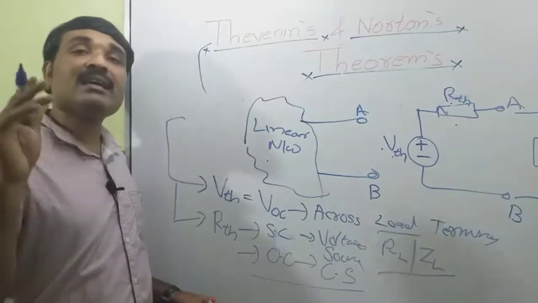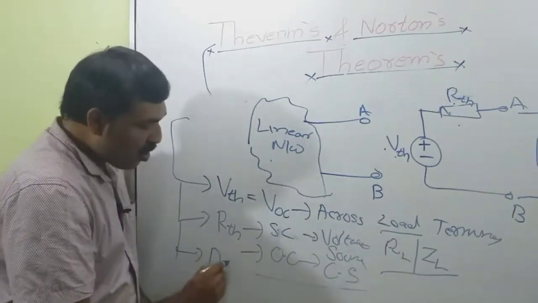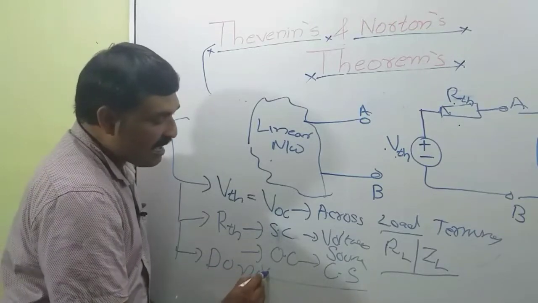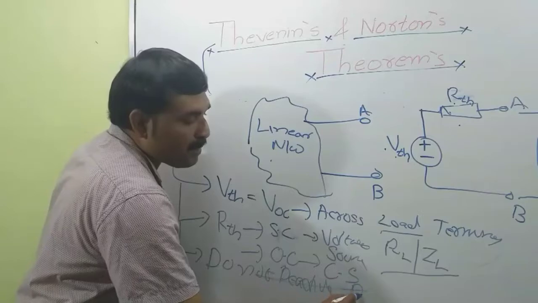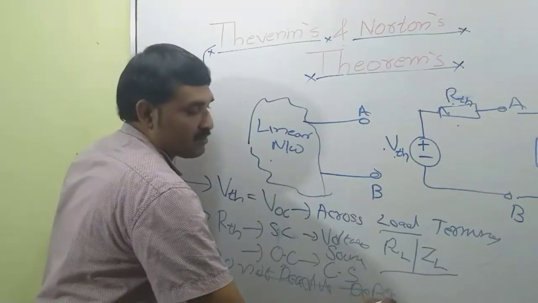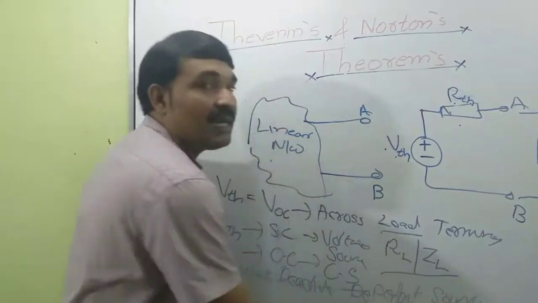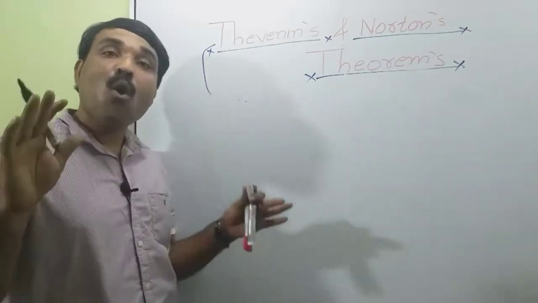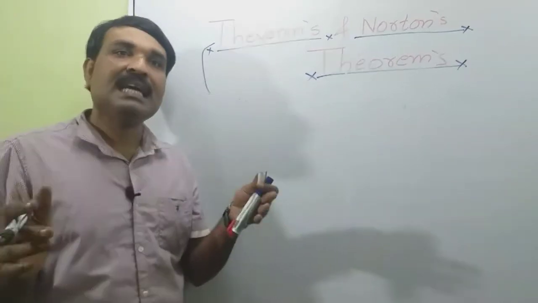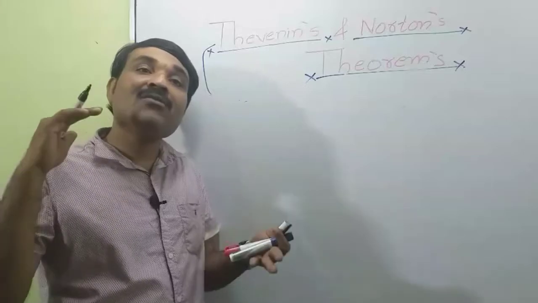Okay, but we can't deactivate a dependent source. Do not deactivate a dependent source. So these things we should remember. Okay, now a network consisting of only independent sources, then we can find VTH and RTH by conventional method.